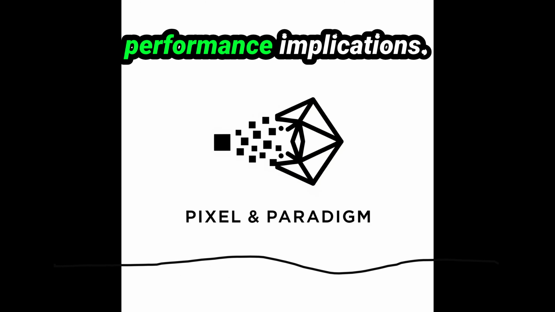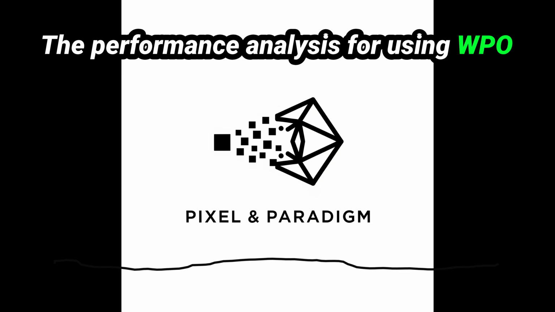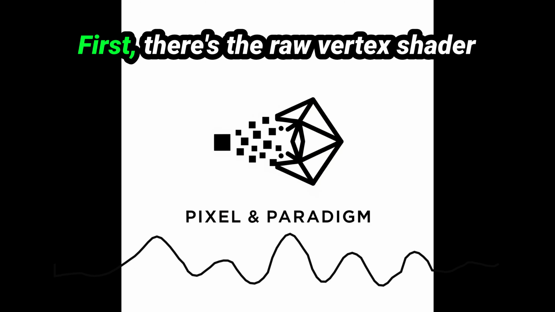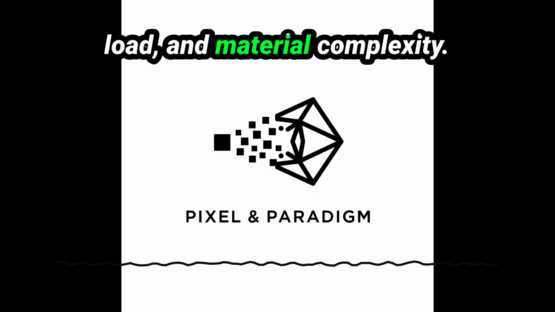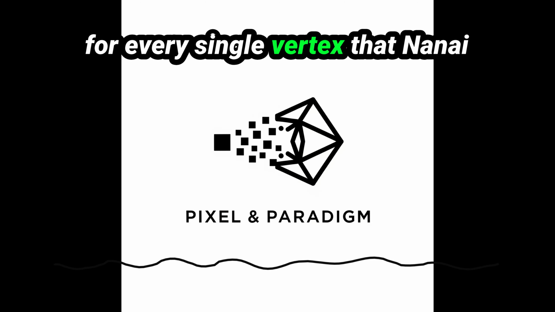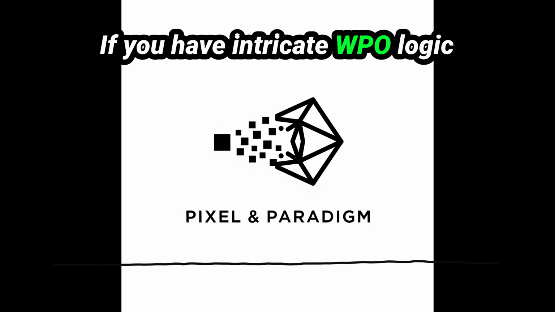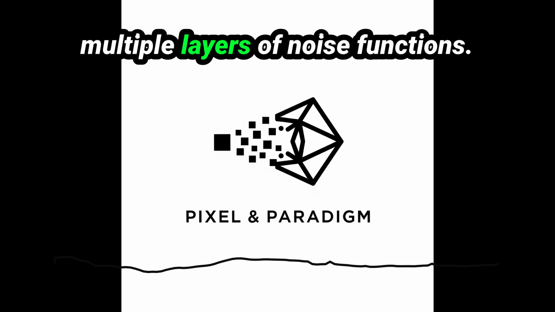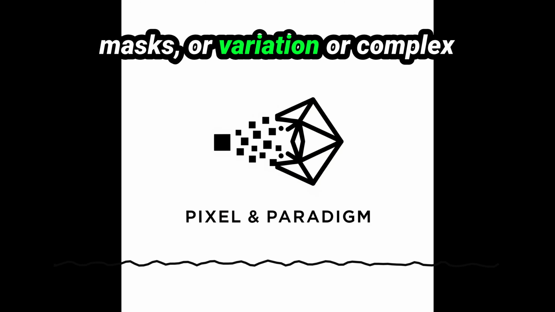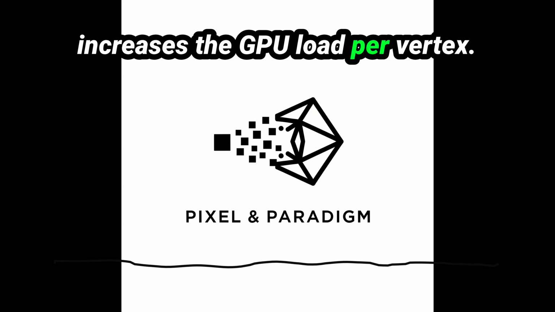Let's really break down the performance implications. What are the specific costs? Yeah, the performance analysis for using WPO on Nanite Foliage reveals several distinct bottlenecks you need to be aware of. First, there's the raw vertex shader load and material complexity. Remember, the WPO calculation runs for every single vertex that Nanite decides it needs to render for that frame. If you have intricate WPO logic in your material, maybe involving multiple layers of noise functions, numerous texture samples for control masks or variation, or complex mathematical functions, that significantly increases the GPU load per vertex.